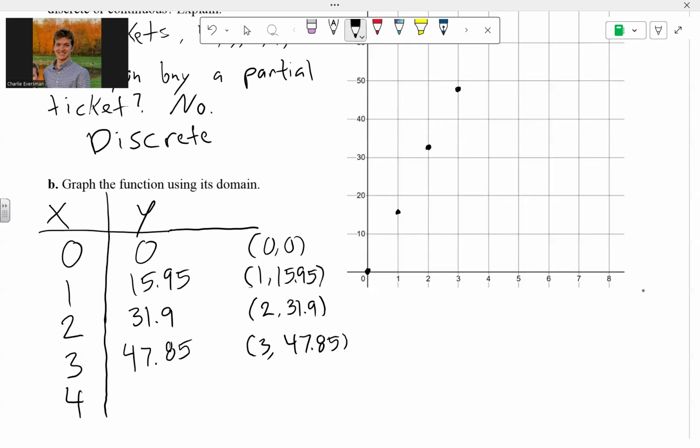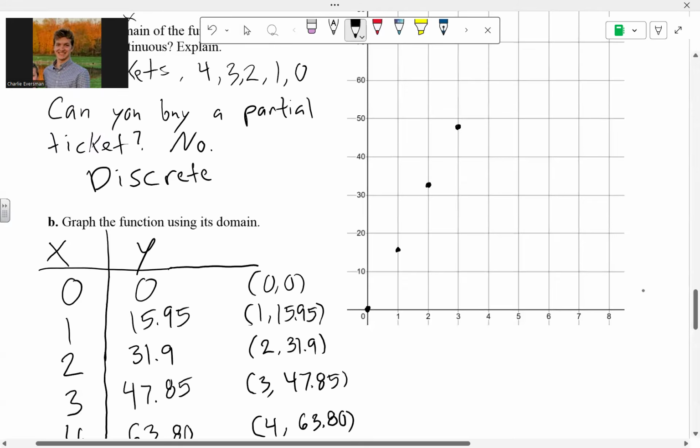And then my last one, 4 times this 15.95, I think we get $63.80. So that would be the highest possible value I would pay for 4 tickets, my maximum that I could buy. Right, and so that one gets placed up here, 4, and then I go up to 63, which is maybe right there. Right, and so my question for you to answer is, do I connect these dots or not?